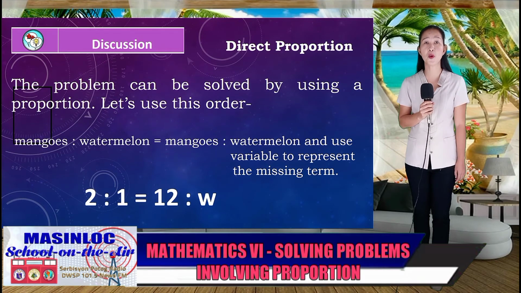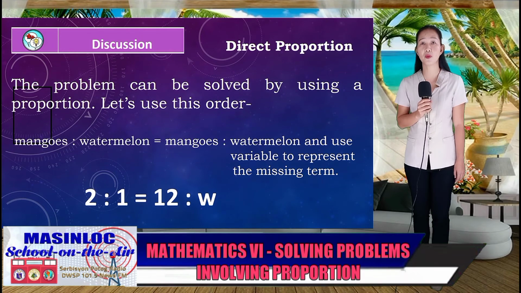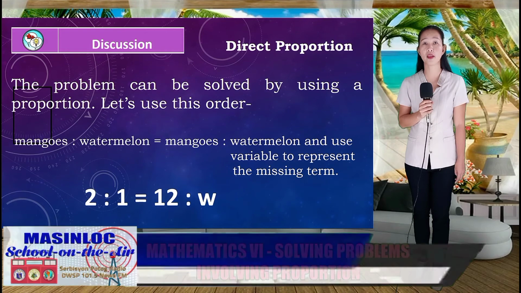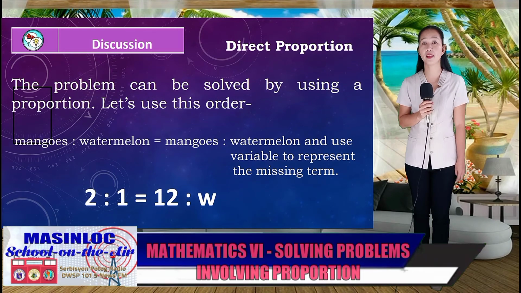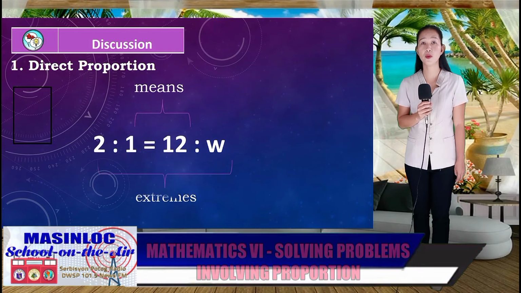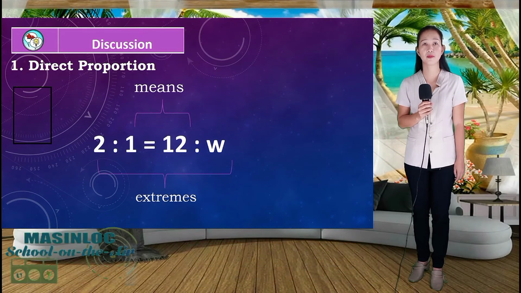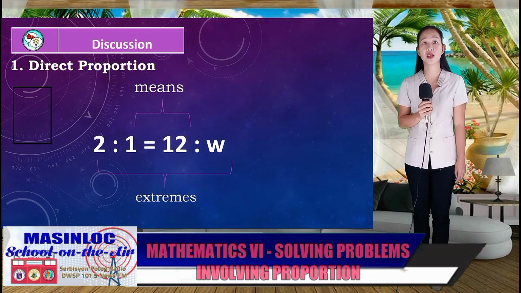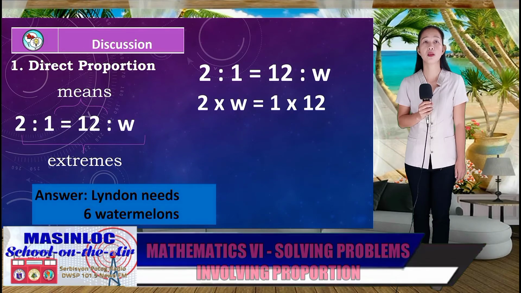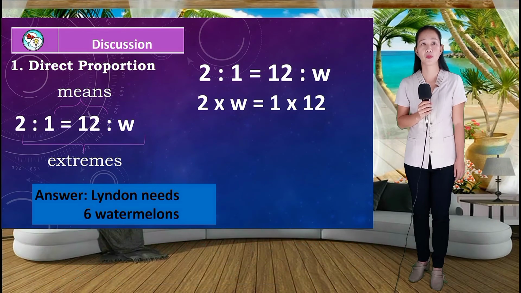After setting up the proportion, we can then apply the principle: the product of the extremes is equal to the product of the means to find the value of W. 1 and 12 are the means, and 2 and W are the extremes. Get the product of the extremes and then the means. 1 times 12 equals 2 times W.